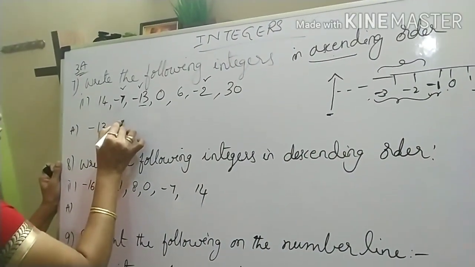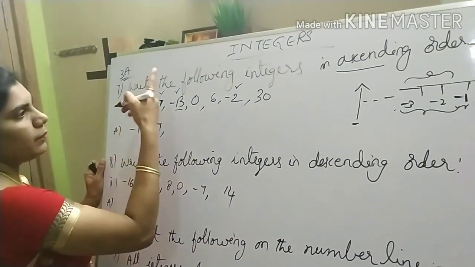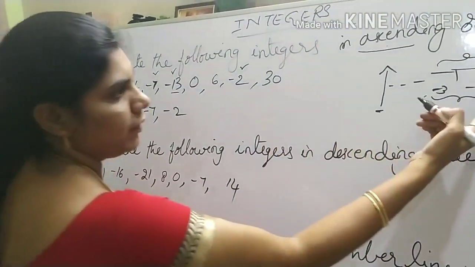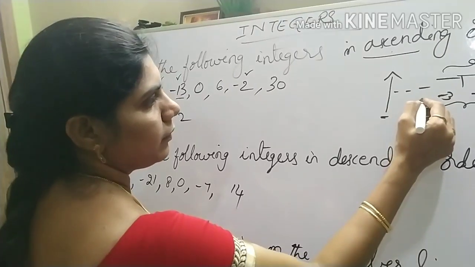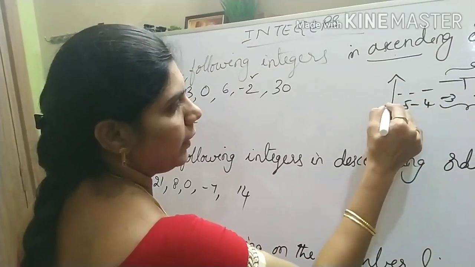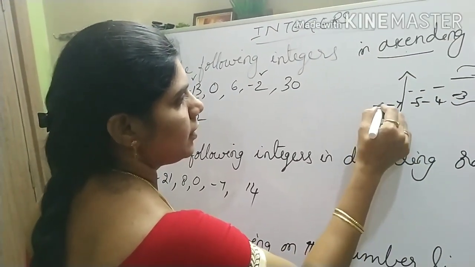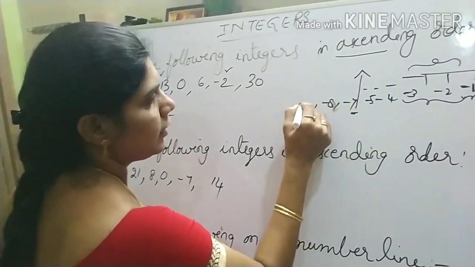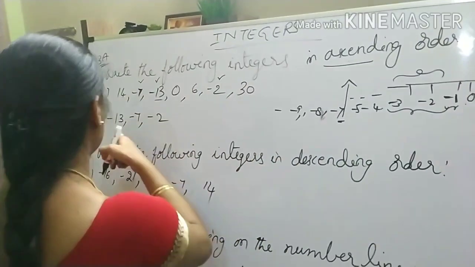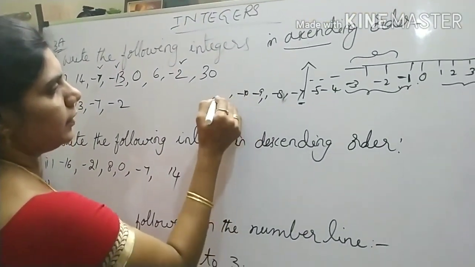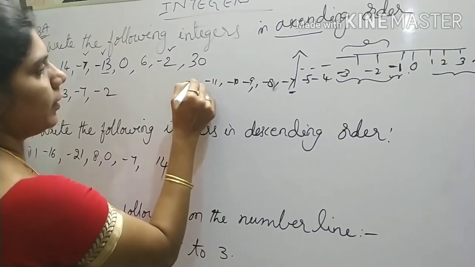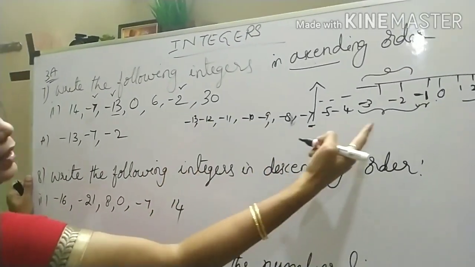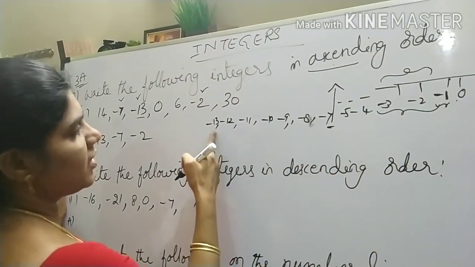See, next we have to write minus 7. Next, minus 2. If you observe here, minus 4, minus 5, minus 7 you get here, this is minus 8, minus 9, minus 11, minus 12 and minus 13 you get here. So this is far from these numbers, so this is the smaller one.